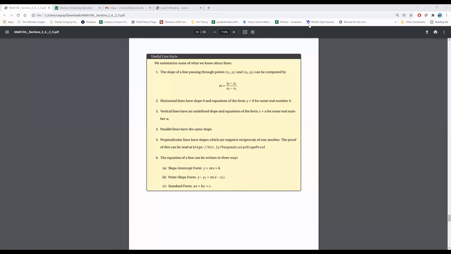All right, here we just have a nice little summary. This is what we know. We have our slope formula here, so the slope between 2 points can be found using this. We know horizontal lines have 0 slope and their equations are of the form y equals some constant b. We know that vertical lines have an undefined slope and their equations are of the form x equals some constant a. We know parallel lines have the same slope and that perpendicular lines have slopes which are negative reciprocals of one another.